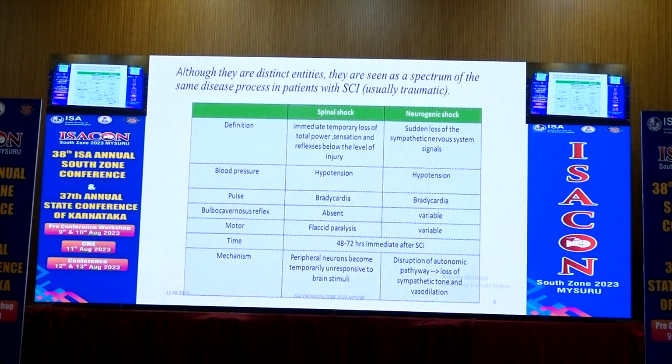We need to differentiate between neurogenic shock and spinal shock. They are distinct entities, but they belong to the same spectrum of the process, spinal cord injury. A neurogenic shock occurs because of the disruption of the autonomic pathway, and there will be loss of sympathetic tone and vasodilation. Why we get confused is that in both spinal shock and neurogenic shock we are going to get hypotension and bradycardia. That's where we are going to get confused. So you need to look for the signs and symptoms of autonomic pathway disruption.